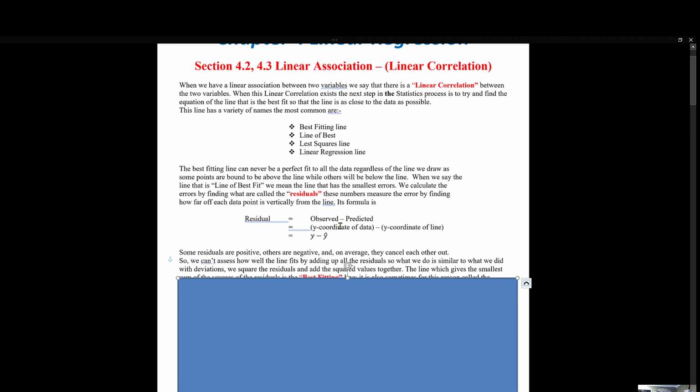Now when you draw a line through a set of data points, if you look at each separate data point, with a few exceptions, they're not going to be on the line, they're going to be a little bit off. Some points are going to be a little bit above the line, some are going to be a little bit below the line. And we call the difference between the y value of the line and the y value of the data point the residuals.